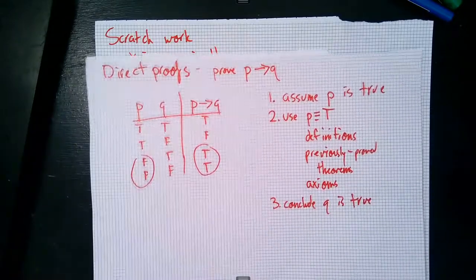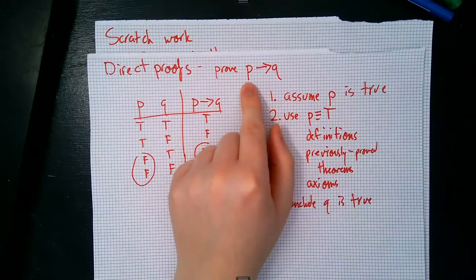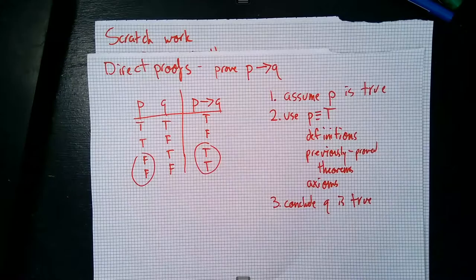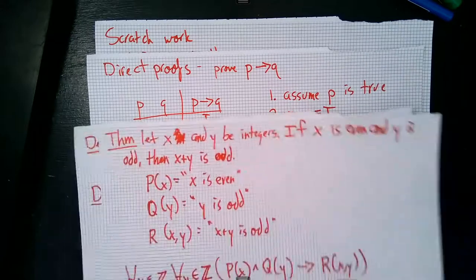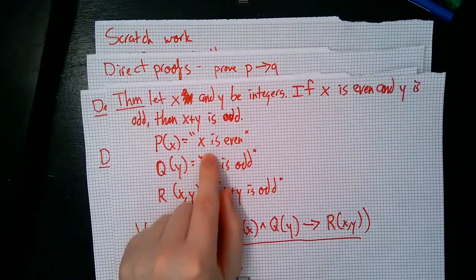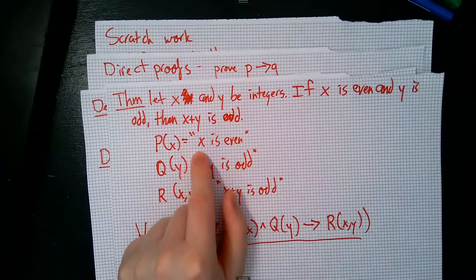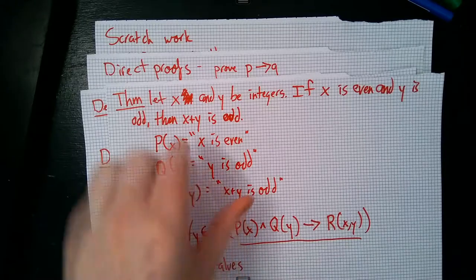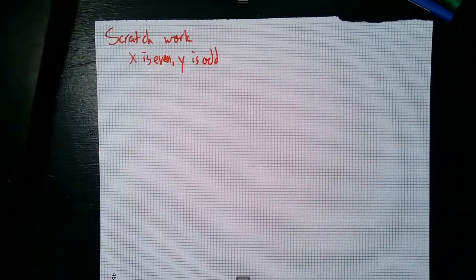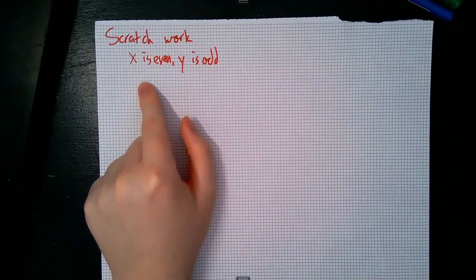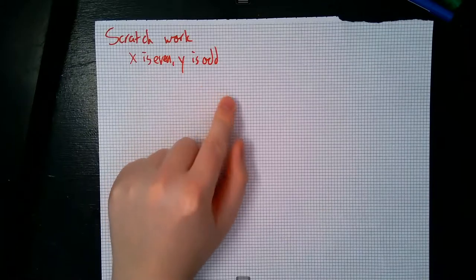So again, I'm going to come back to the idea of a direct proof. We're trying to show something of the statement if p, then q. And our statements right here are basically going to be if x is even and y is odd. So what we're going to do is we're going to start off by assuming x is even and y is odd. That's why I've written out our assumptions right here. X is even, y is odd.